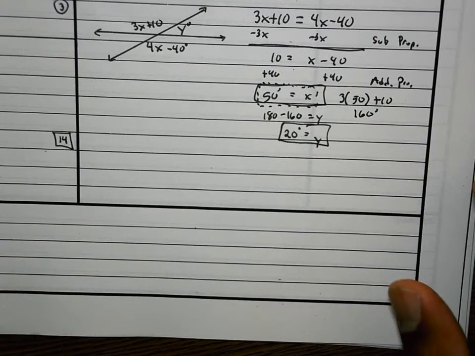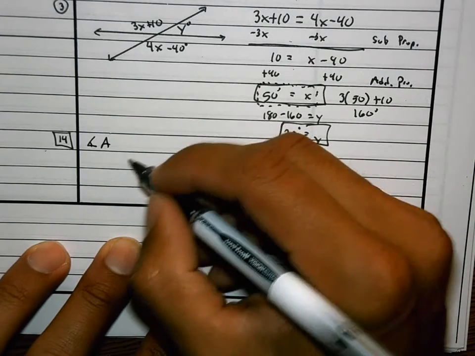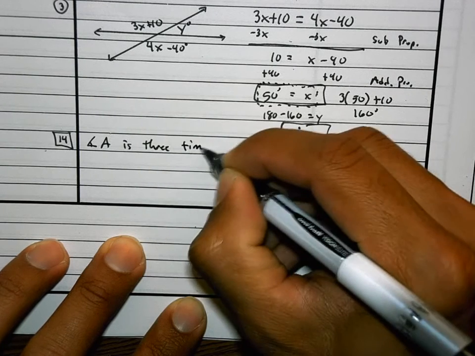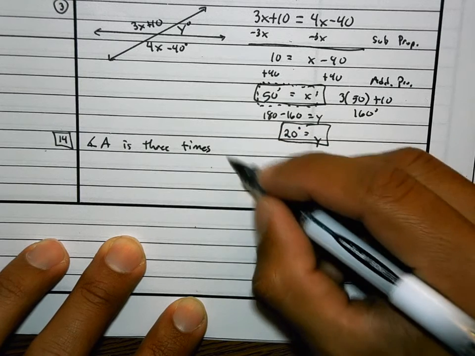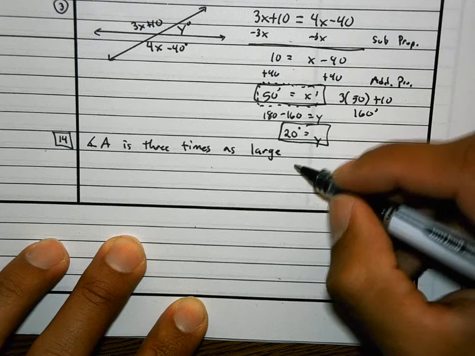Number 14 says, angle A is 3 times as large as its complement.